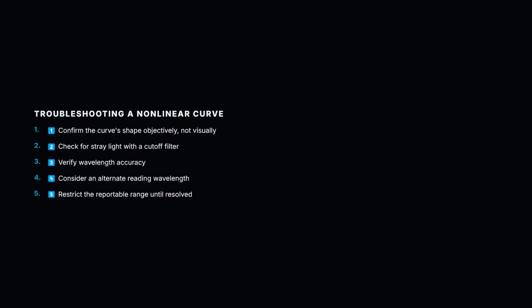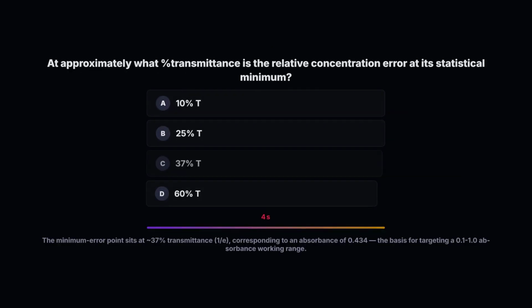Keep this framing in your head every time you look at a raw absorbance number. It's not just a reading, it's the output of an equation that only tells the truth inside a range you're responsible for knowing. Quick check before we close. Based on the photometric error curve we covered earlier, at what approximate percent transmittance is the relative concentration error at its statistical minimum?